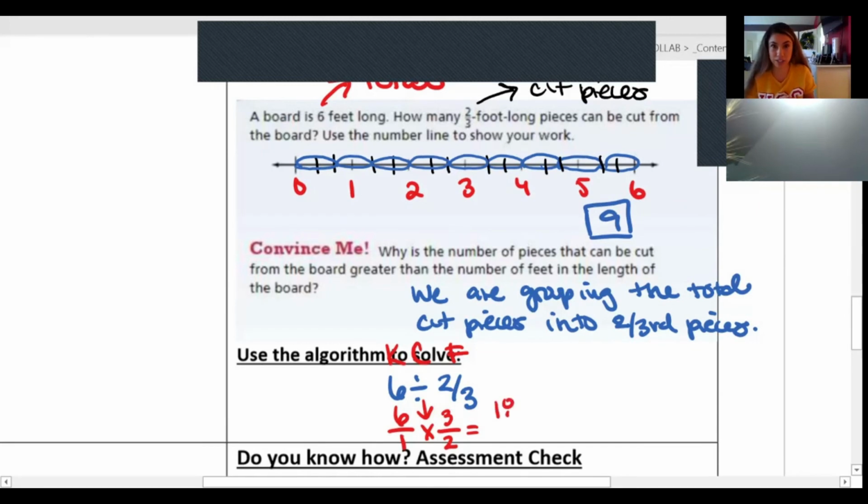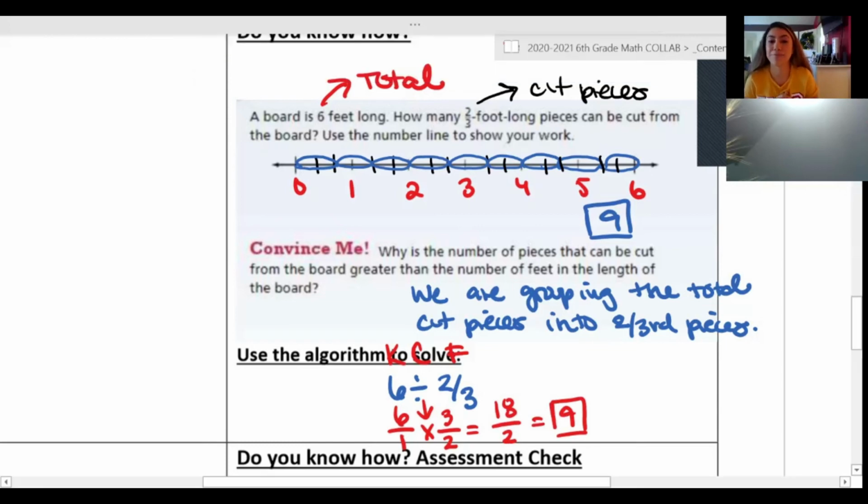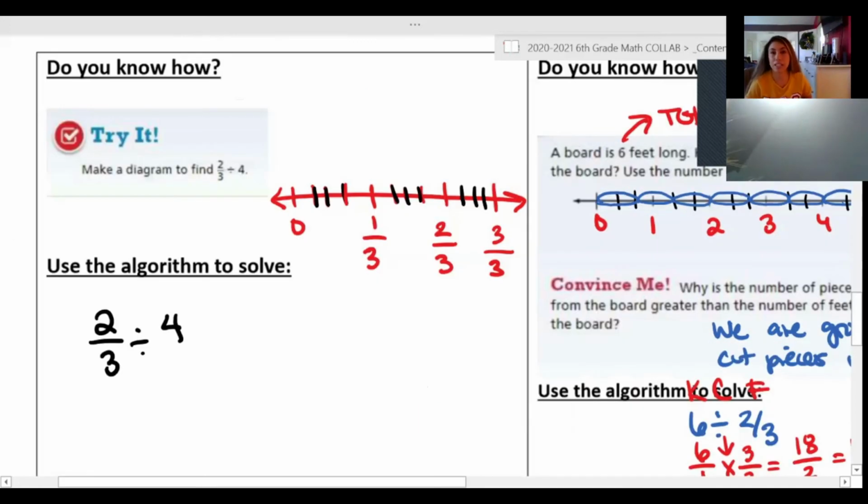Now we could just multiply straight across. 6 times 3 is 18, and 1 times 2 is 2. When we simplify that, we know that 9 groups of 2 can go into 18, so our answer is 9. Check. It's a good match. Woo! We did it, guys. We did it.